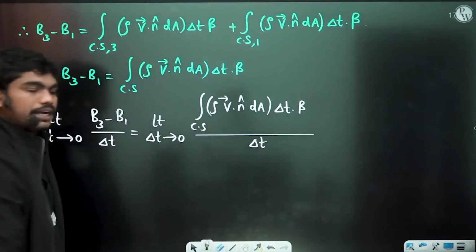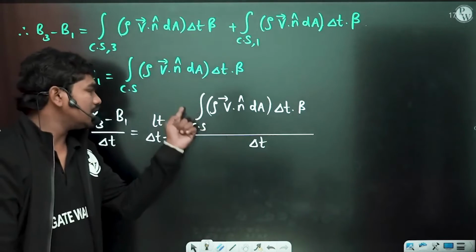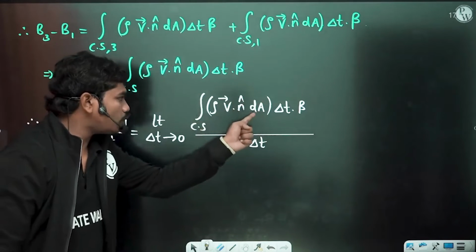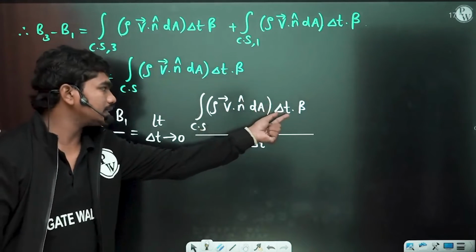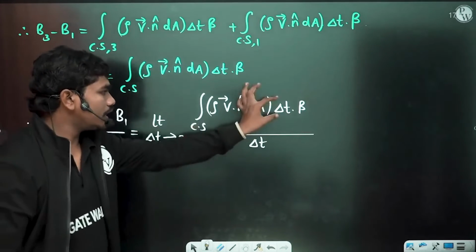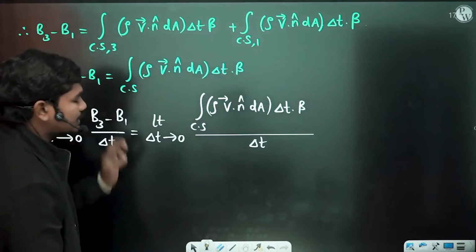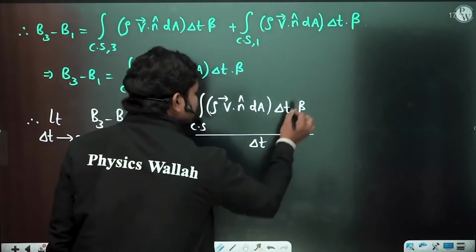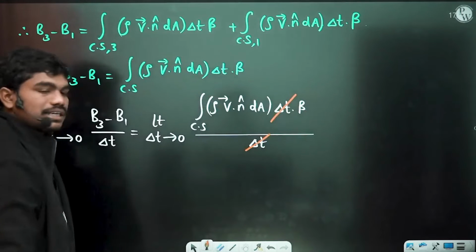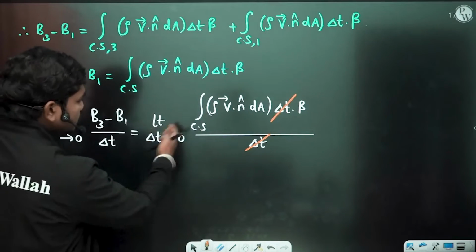This is the limit that you have. Now this integration is with respect to this small area that you have taken. Delta T has nothing to do with this integration. So let us suppose we take this delta T out of this integration, then we can do one thing: this delta T and delta T get cancelled, correct? So now there is no delta T to apply.